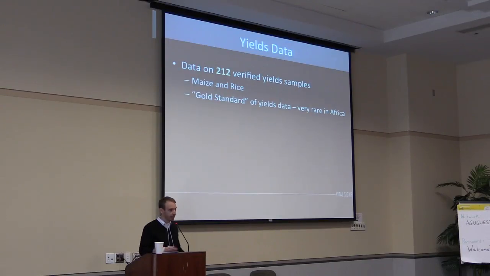We collect yields data, so we get farmers' estimates for every crop, for every field. We get their estimates of how much they harvested last year. But for the yields data, for maize and rice, we actually go back, take a systematized sample from their plots, dry the grain, weigh it, and get a very precise estimate of what their yields were. And this is pretty rare to get in Africa, this sort of gold standard of yields verification.